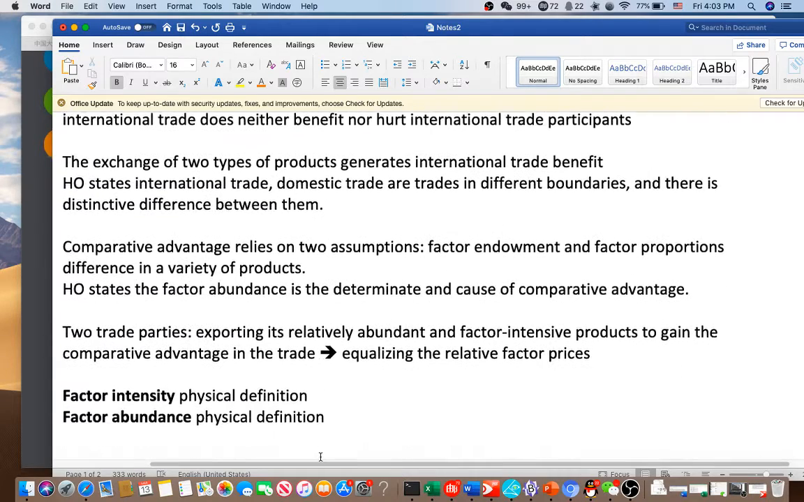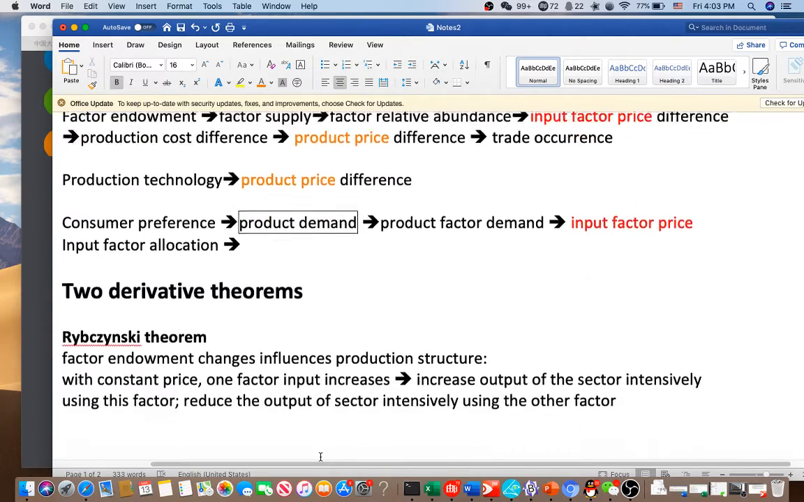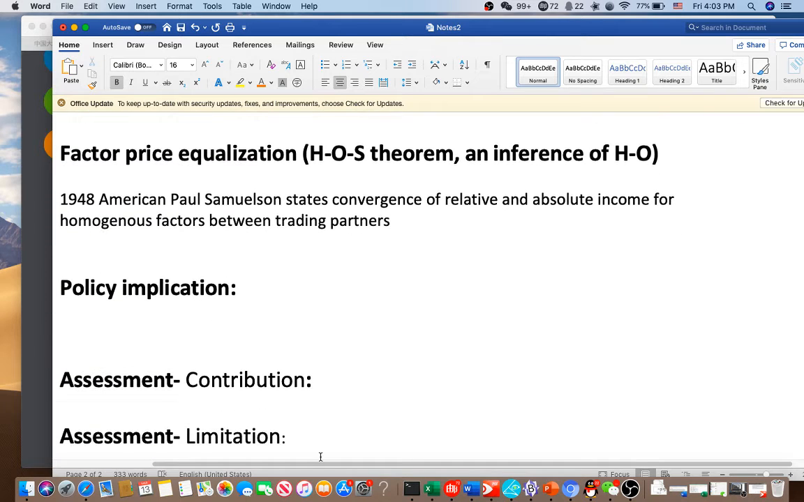For the last part is the factor price equalization, or the HOS theorem, an inference of this Heckscher-Ohlin model. It was raised by American Paul Samuelson in 1948. It states the convergence of relative and absolute income for homogeneous factors between trade partners.